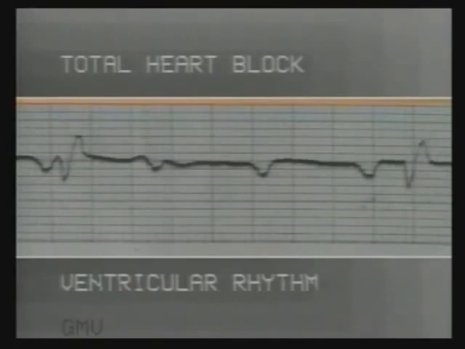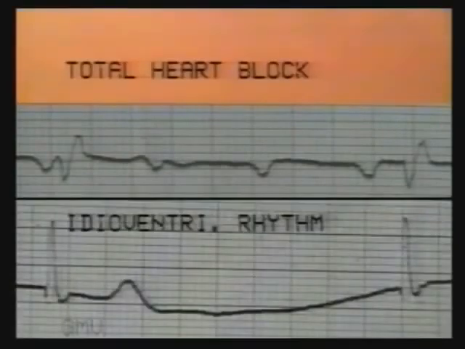Note in close-up view the wide QRS complexes and regularly occurring P waves. Compare it with idioventricular rhythm below, where the QRS rate and appearance is similar, but there are no P waves.